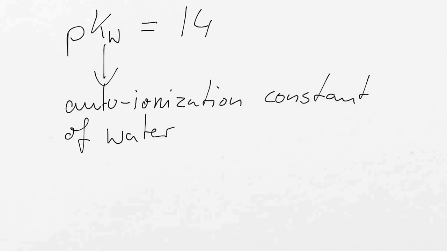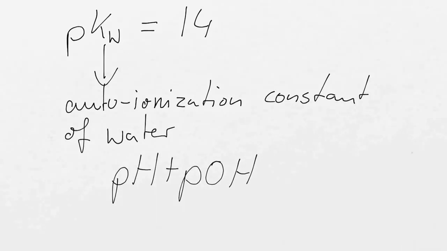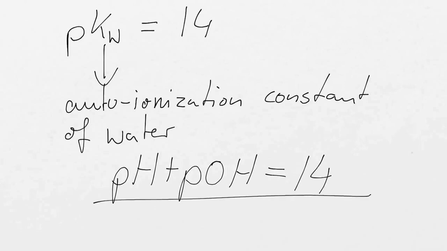So this pKw is 14, and that is also where this magic number 14 comes from. When we have pH plus pOH, it is always 14. You don't really need to remember all the water stuff, really. The important thing that I want you to remember is that pH plus pOH equals 14.